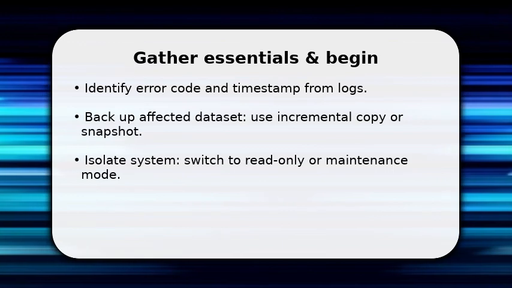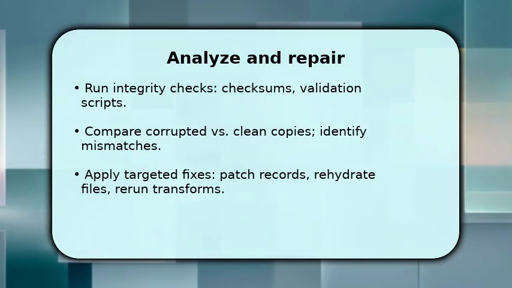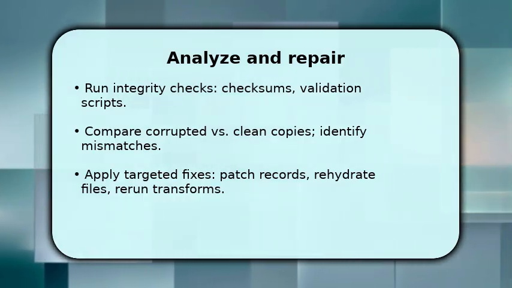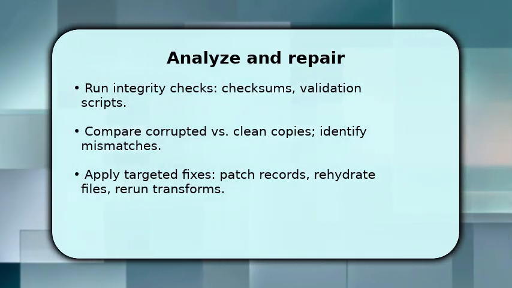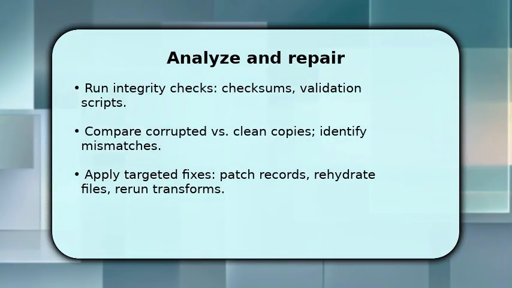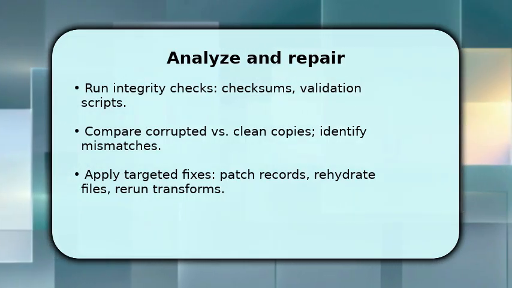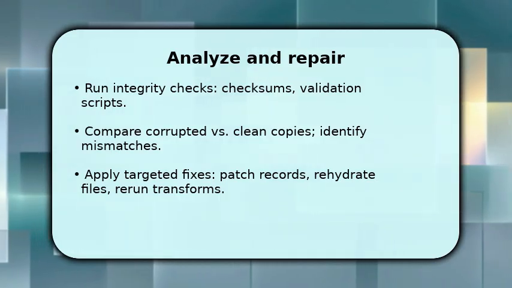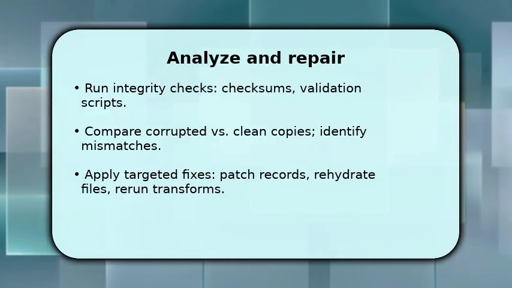You now analyze the failure pattern to choose a surgical repair. Run integrity checks like checksums or validation scripts to locate corrupted segments and quantify damage. Then compare the bad copy against a known good version to pinpoint mismatched records or schema drift. Once identified, apply targeted fixes. Restore specific records, rehydrate missing files from backup, or rerun ETL transforms to rebuild derived data.